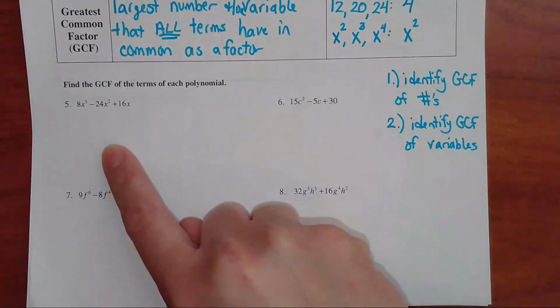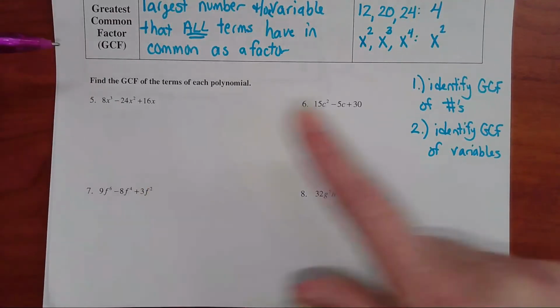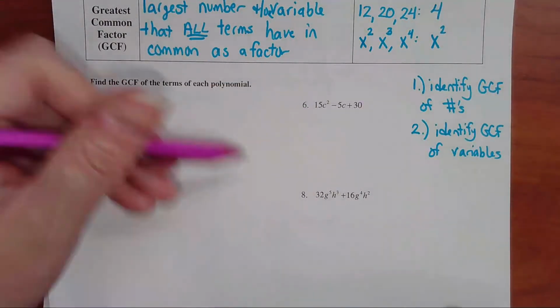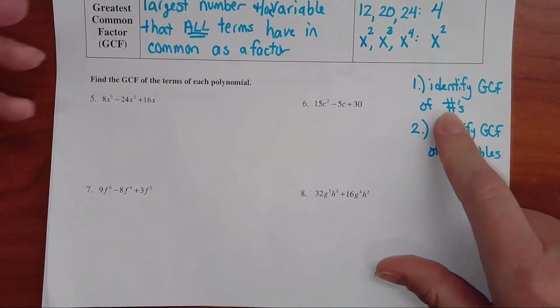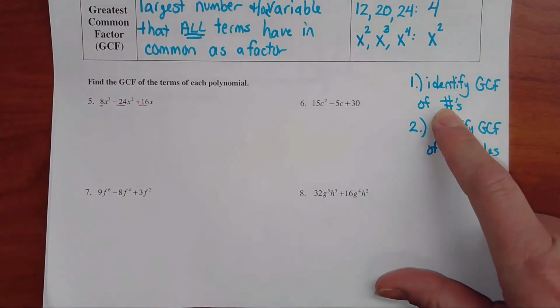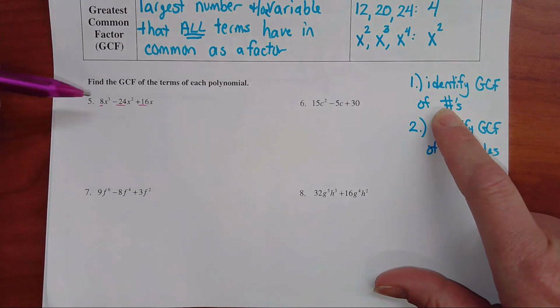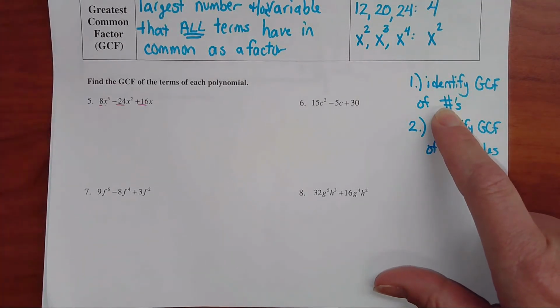So let's start here, number 5. I'll even switch up colors to keep it interesting for you. So we need to find just the GCF of these polynomials. So first thing, identify the GCF of the numbers. So I have an 8, a negative 24, and a 16. What is the largest number that divides evenly into an 8, a negative 24, and a 16?